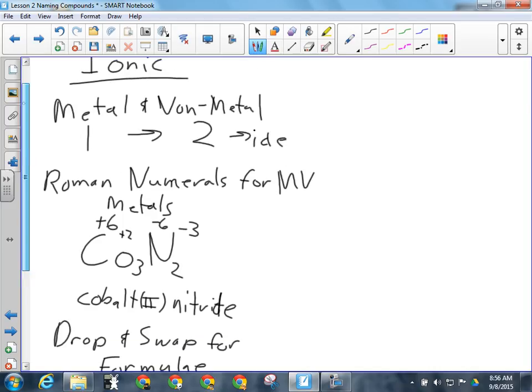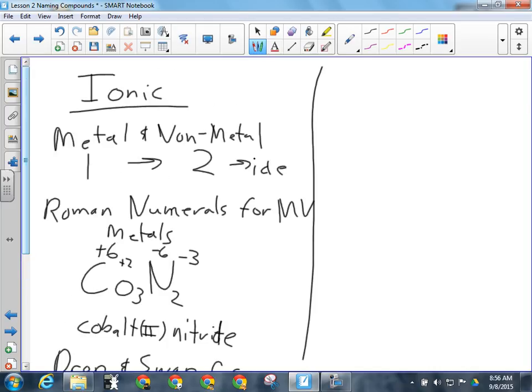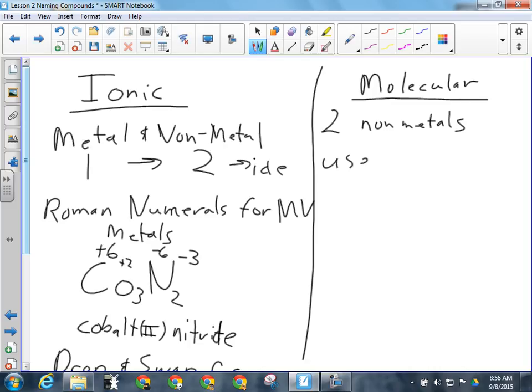All right, for the molecular ones. Molecular are easier because you don't have all these extra rules. Molecular compounds are made of 2 nonmetals. Okay, when I'm naming, what do I use? Prefixes. So we use prefixes to denote numbers.